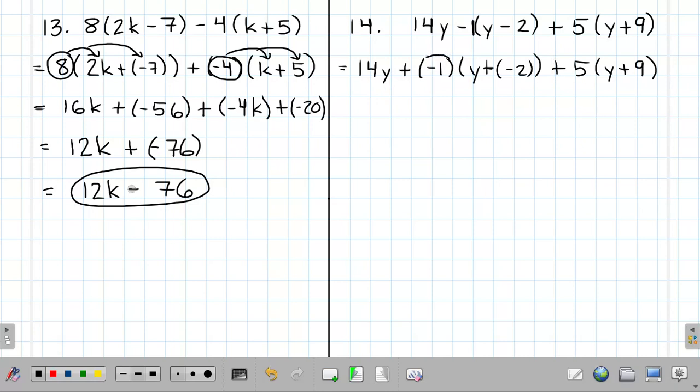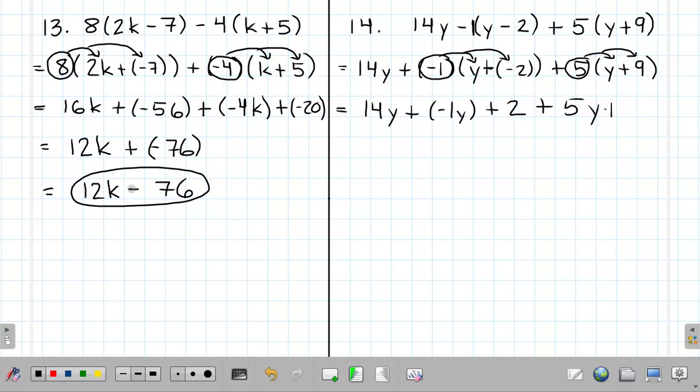So once again, we see we're distributing negative 1 here and here. We're distributing the 5 here and here. So it all comes together: 14y plus negative 1y plus negative 1 times negative 2 is 2, plus 5 times y is 5y, plus 5 times 9 is 45. So once again, just add all our like terms together here. 14 plus negative 1 plus 5. Okay, that's going to give us 18, and then y. And then 2 plus 45 gives us a positive 47, so plus 47. That's actually it.